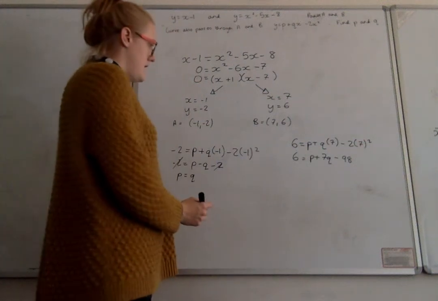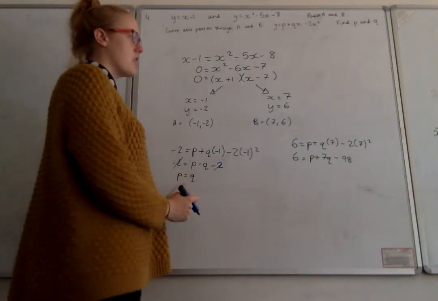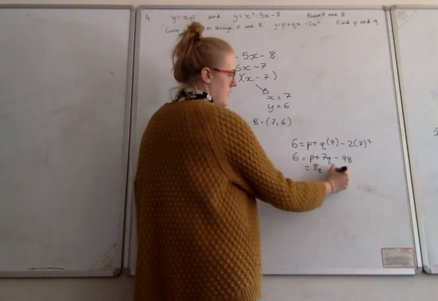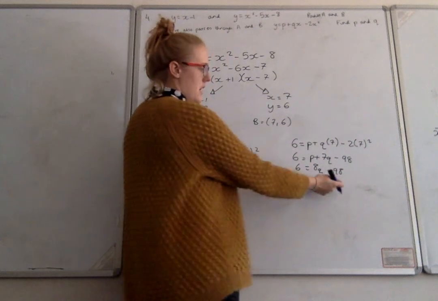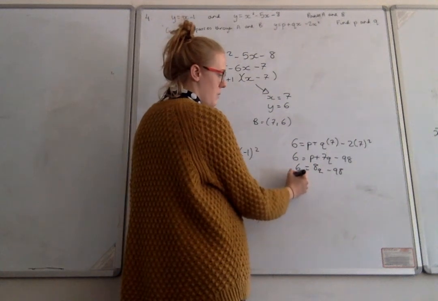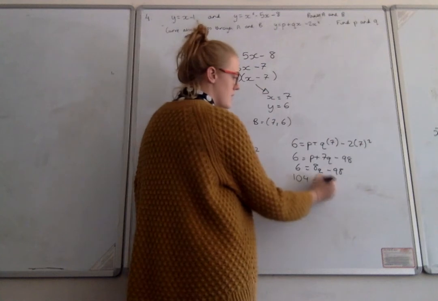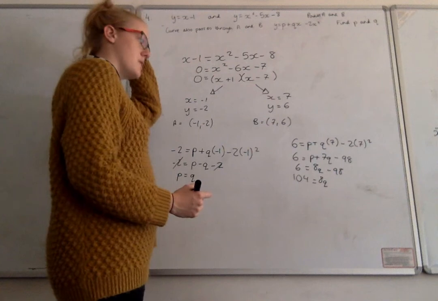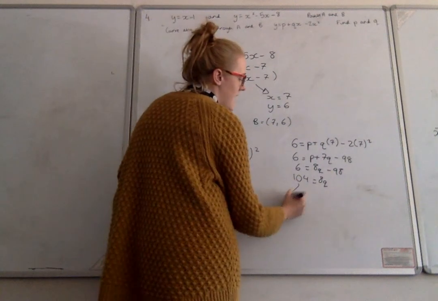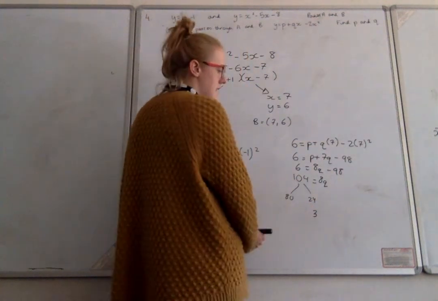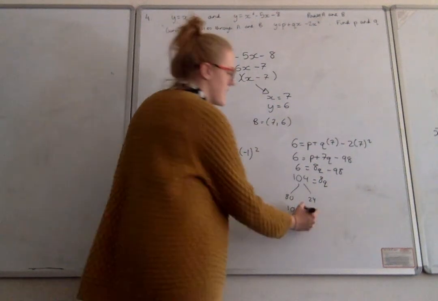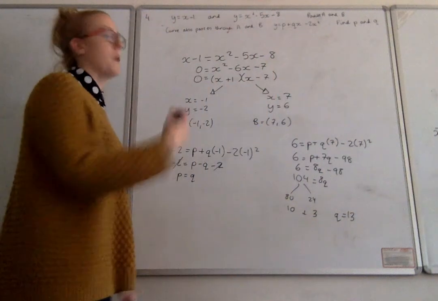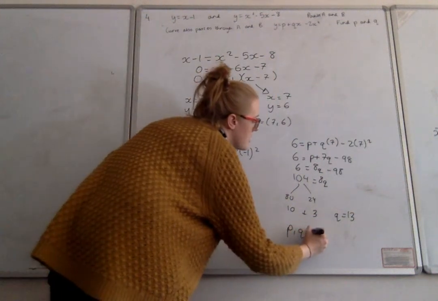Now, at this point, I know that my p and my q are the same thing. So really, I've actually just got 8 q's. I'm going to add this over here, and what I've got is 104 is equal to 8q. So I simply want to divide that now. How many 8's go into 104? We can split that into an 80 and a 24. There are 3 in 24 and 10 in 80. So altogether, q must be 13, and therefore, so must p. So p and q equals 13.